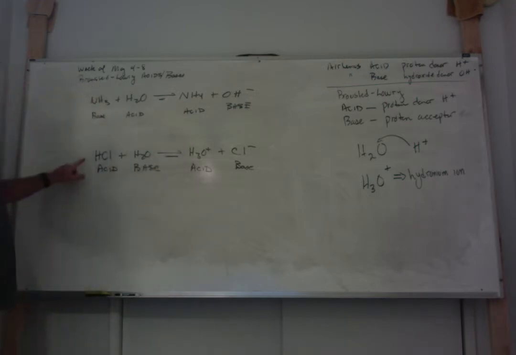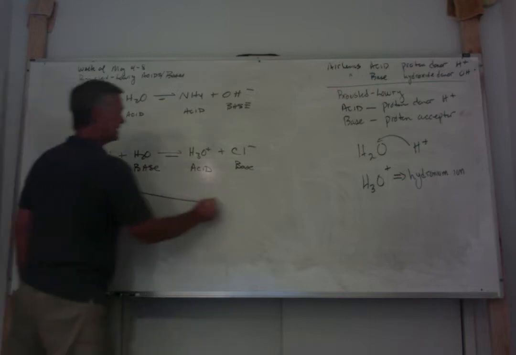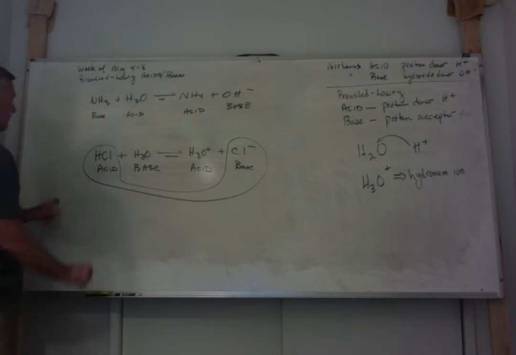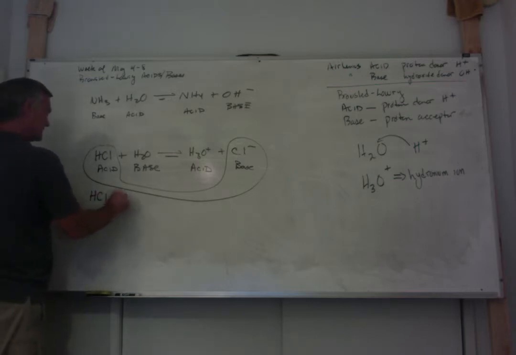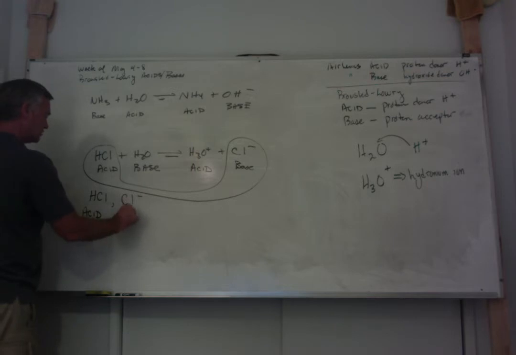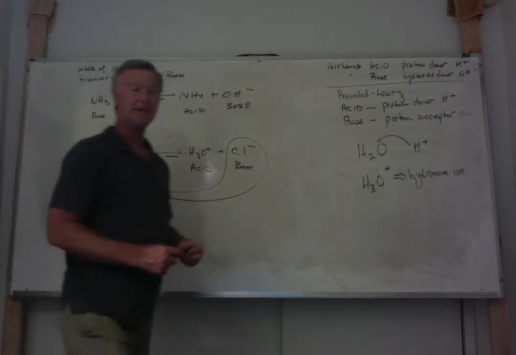And what we need to do is first understand what's happening, and then I want to show you something. This acid and this base are linked together. HCl and Cl minus: HCl is the acid, and this is its conjugate base. This side is a base, paired up with HCl.